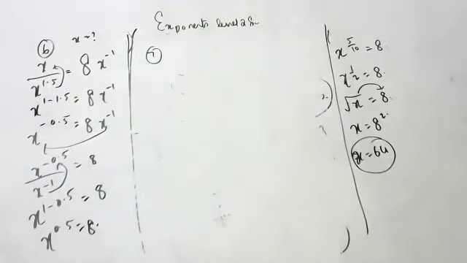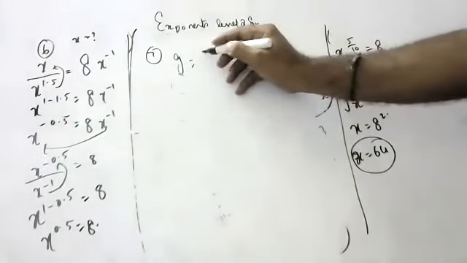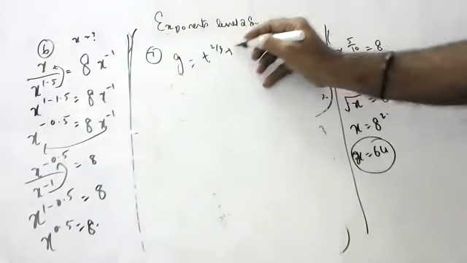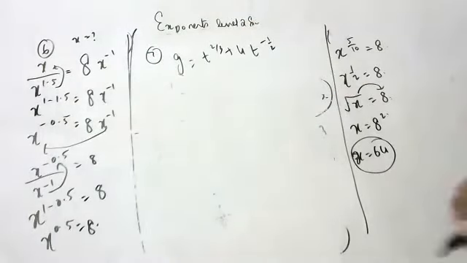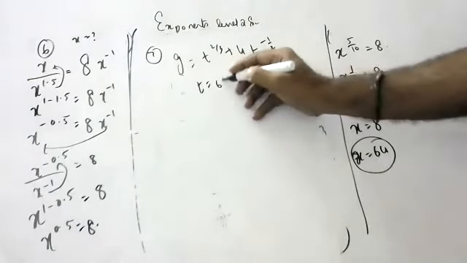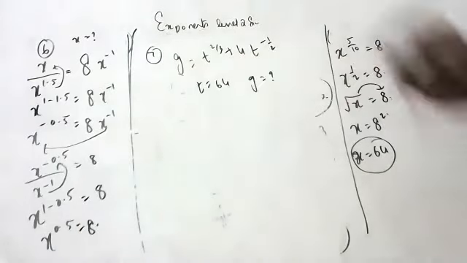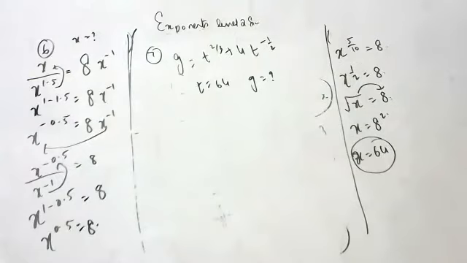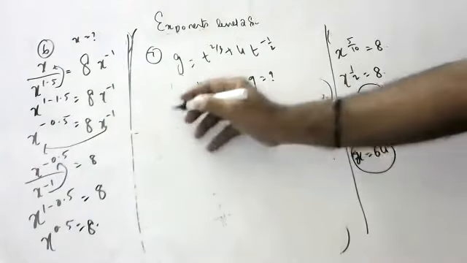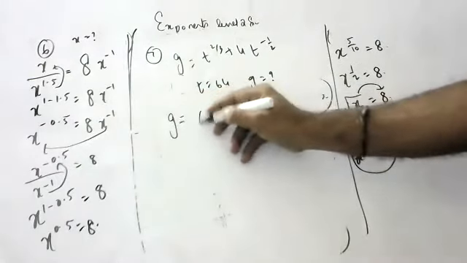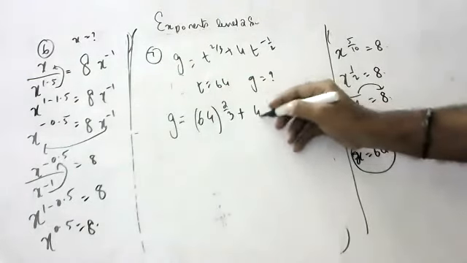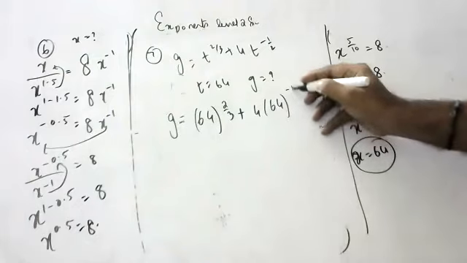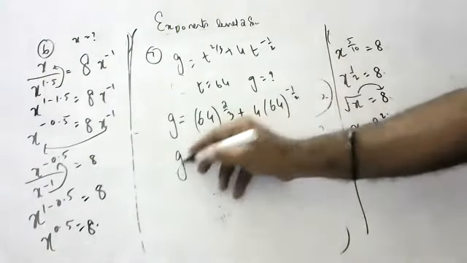That's it. So, children, the question is g is equal to t to the power of 2 by 3 plus 4t to the power of 1 by 2 minus 1 by 2. This is the question. If t is equal to 64, what is the value of g? Yashasvi, can you tell how to do this? Yes, sir. So g is equal to 64 to the power 2 by 3 plus 4 into 64 to the power of 1 by 2 minus 1 by 2.